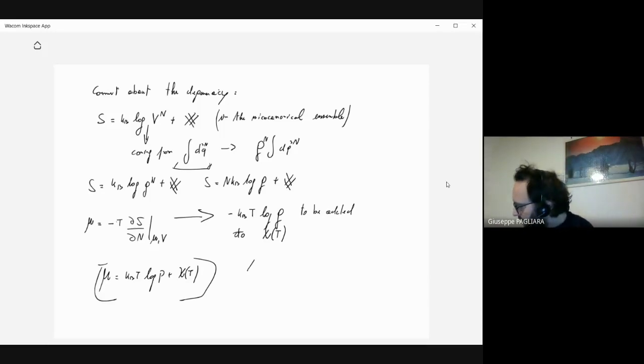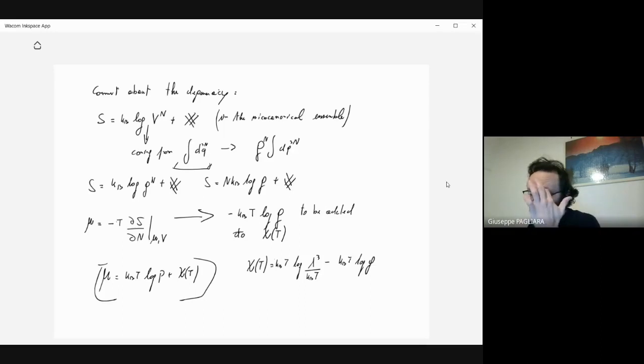And therefore, the chemical constant chi of T will be the previous one, so kBT log of lambda cubed divided by kBT, minus kBT log of G. Which of course then becomes kBT log of lambda cubed divided by G kBT. And therefore this degeneracy goes into the denominator of the logarithm in the chemical constant.